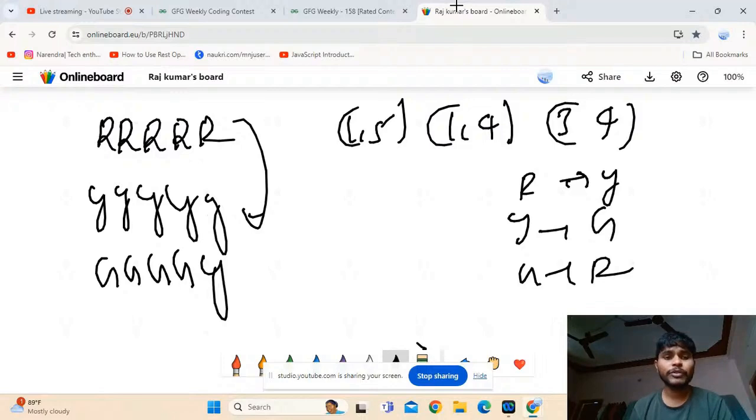Then now 3 to 4 means 1, 2, 3 to 4. Now G changes to R. Here G R R Y. So our output is this.